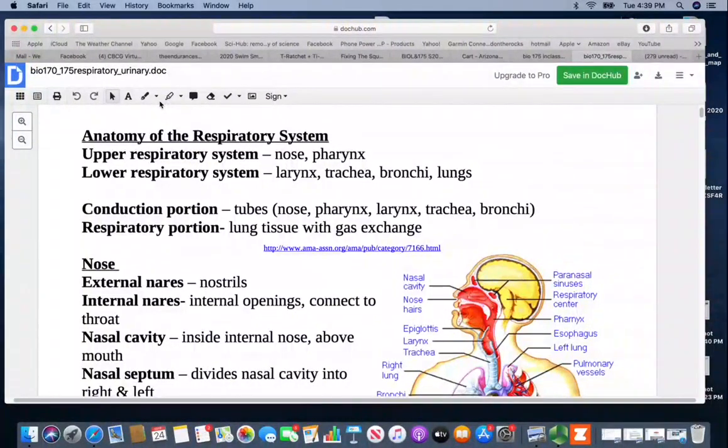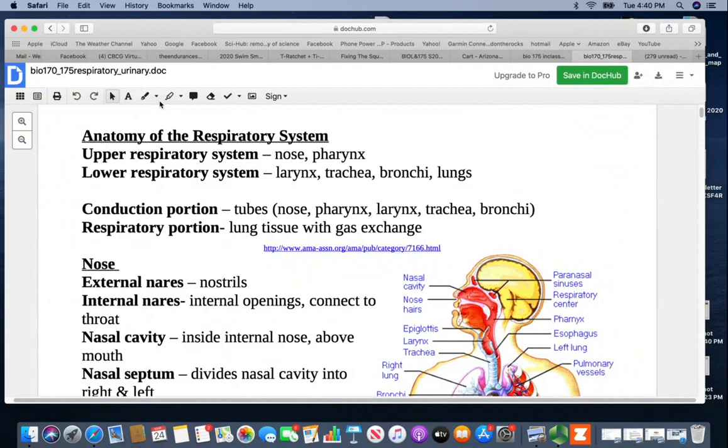Today we're going to talk about the respiratory system. So with the respiratory system, we can divide it up a couple ways. One way is to divide it into upper and lower respiratory systems. The upper respiratory system is going to include the nose and the pharynx. The lower respiratory system will include the larynx, trachea, bronchi, and lungs.